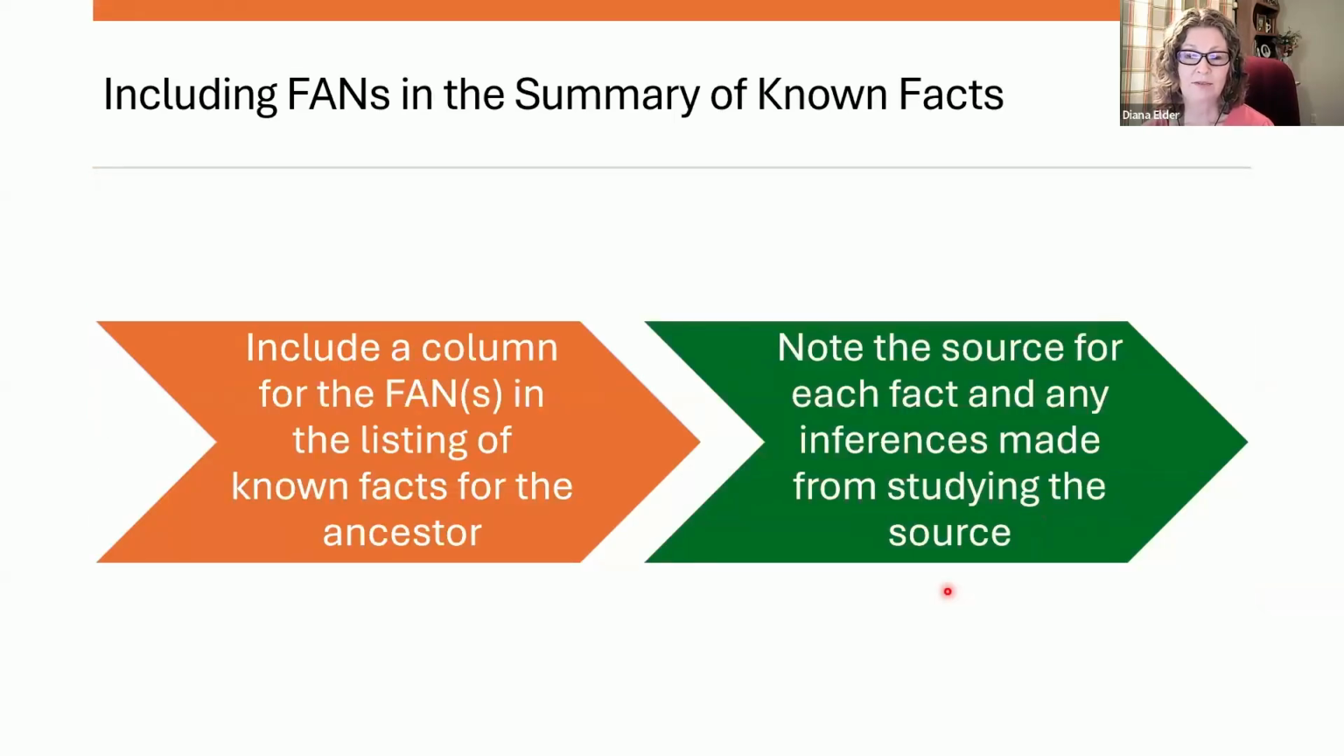When you're doing your summary of known facts, you could just include a column for the fans, much like the timeline in your research log. And so you could just have a column and you could name the fan and you would have the source citation. And then if you have any thoughts about who this person could be, you could make some notes about that. Say you've got someone with the same surname and it just seems like perhaps this was a brother or an uncle. You could make some notes about that. So you could include those fans in the summary of known facts.